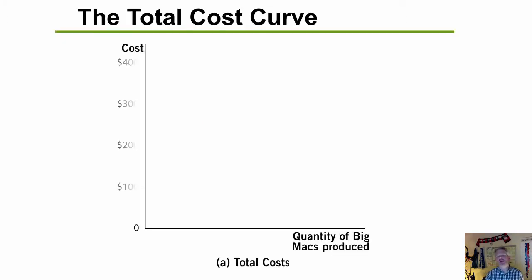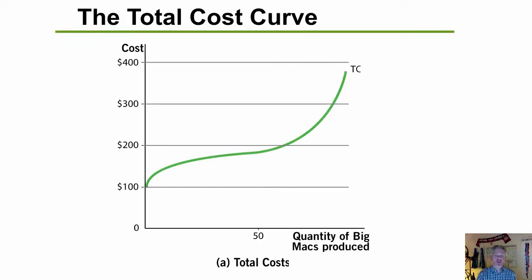Okay, so the first one we're going to look at here is total cost, all right? So this is what total cost looks like. At the beginning, it's increasing as we produce more Big Macs, right? There we go. So as we get more Big Macs, the total cost increases, all right?